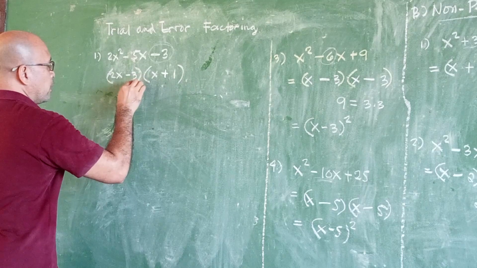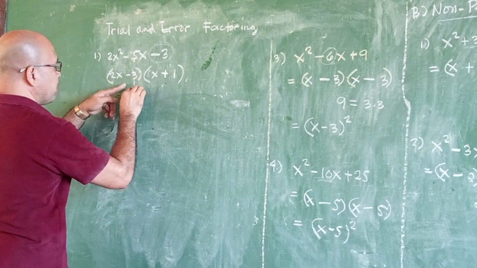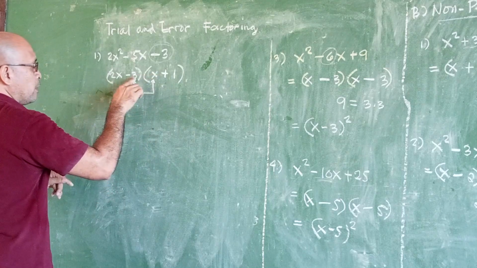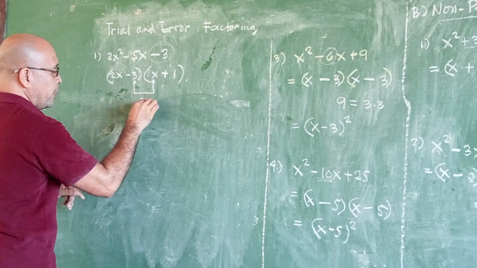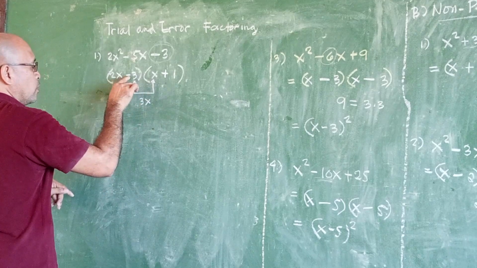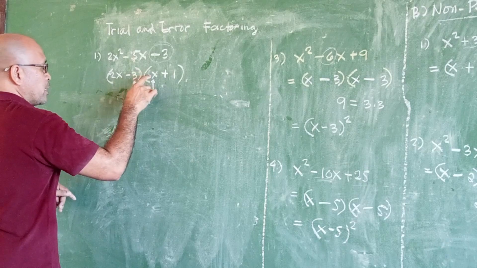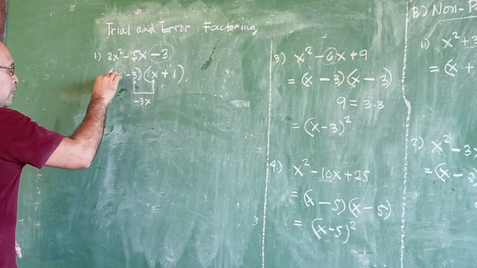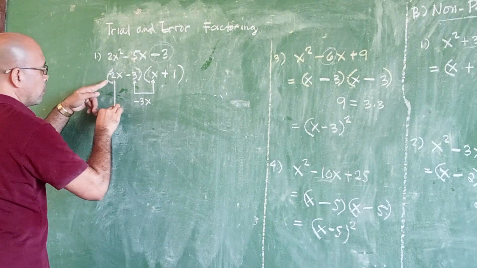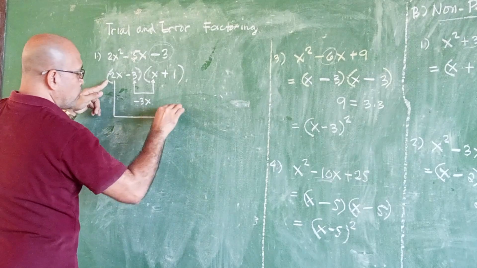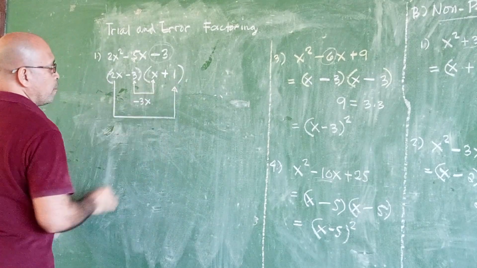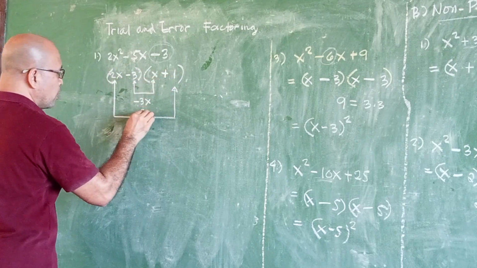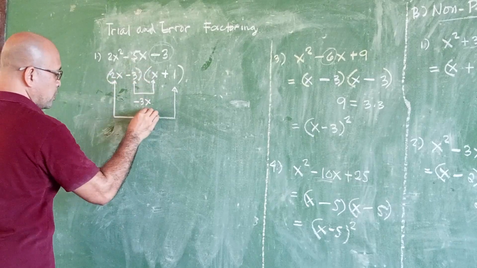You try to multiply the last term of the first binomial to the first term of the second binomial. When you multiply 3 times x, the result is 3x. And since this is technically minus times positive, or negative times positive, the result is negative. Then after that, you multiply the first term of the first binomial to the last term of the second binomial. When you multiply 2 times 1, the result is 2. And when you multiply x times 1, the result is still x.